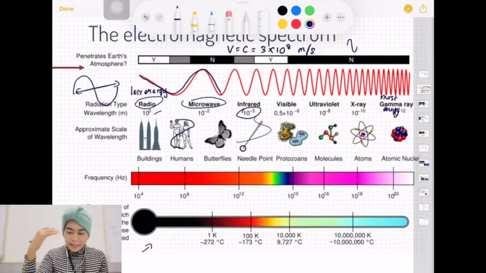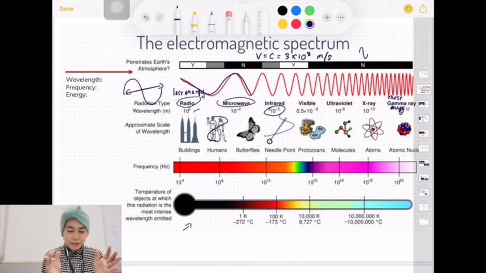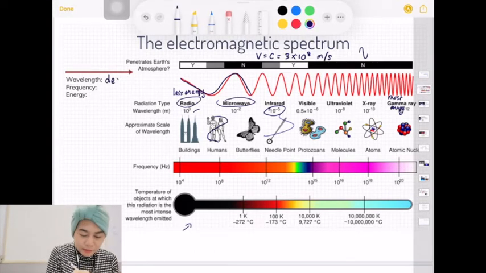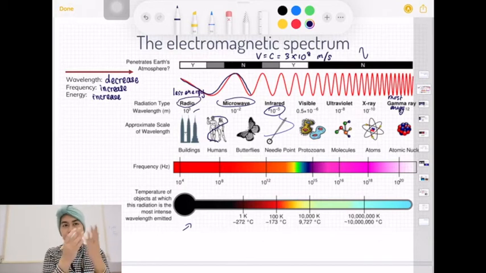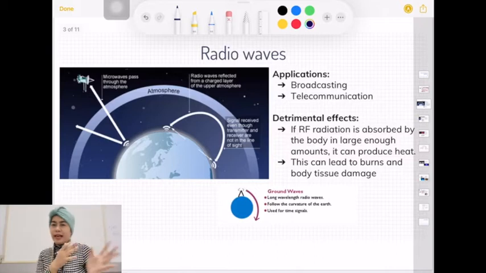All right, so let's look at a summary of what we've looked at in the electromagnetic spectrum. Moving from left to right of this electromagnetic spectrum, the wavelength decreases, frequency increases, and energy increases too. Now we're going to move on to each of these waves in the electromagnetic spectrum one by one. The first one, we're going to look at the most left first, which is the radio wave.